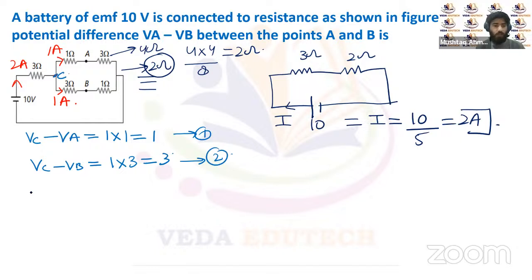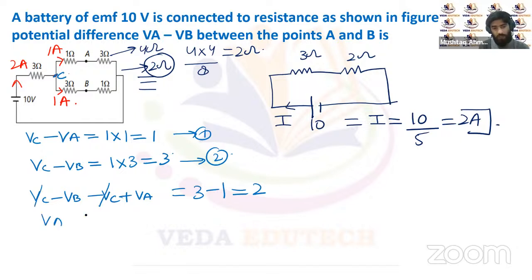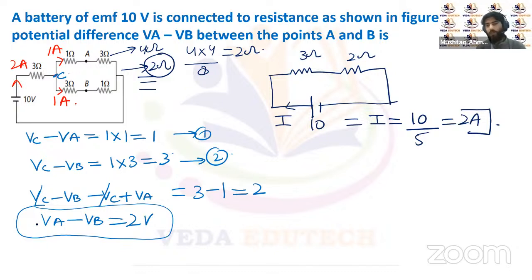Now subtracting equation first from second, what we'll be doing is VC minus VB minus VC plus VA, that will be equal to 3 minus 1, that's equal to 2. Now this plus VC and minus VC will get cancelled out. We're left with VA minus VB, that's equal to 2 volts. It means the potential difference between these two points, VA and VB, is equal to 2 volts.